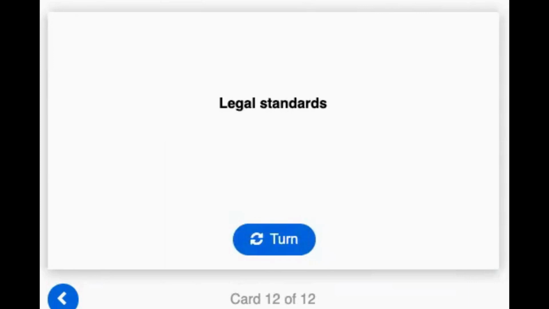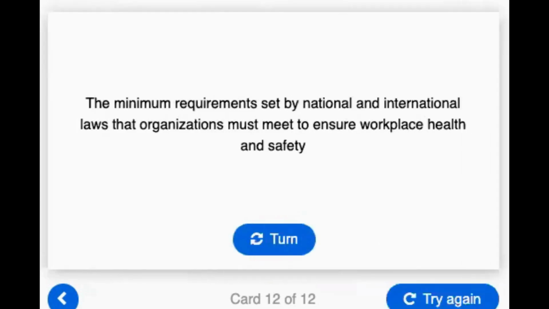Legal standards. What are legal standards? We have briefly explained the legal standards in the previous lecture. Just recall your memory and think over it. You will find the knowledge in your mind. So I will wait two or three seconds, then I will turn the card. The minimum requirements set by national and international laws that organizations must meet to ensure workplace health and safety. So these are the legal standards. I hope this exercise has been very useful for you and you have refreshed your knowledge. Thank you.